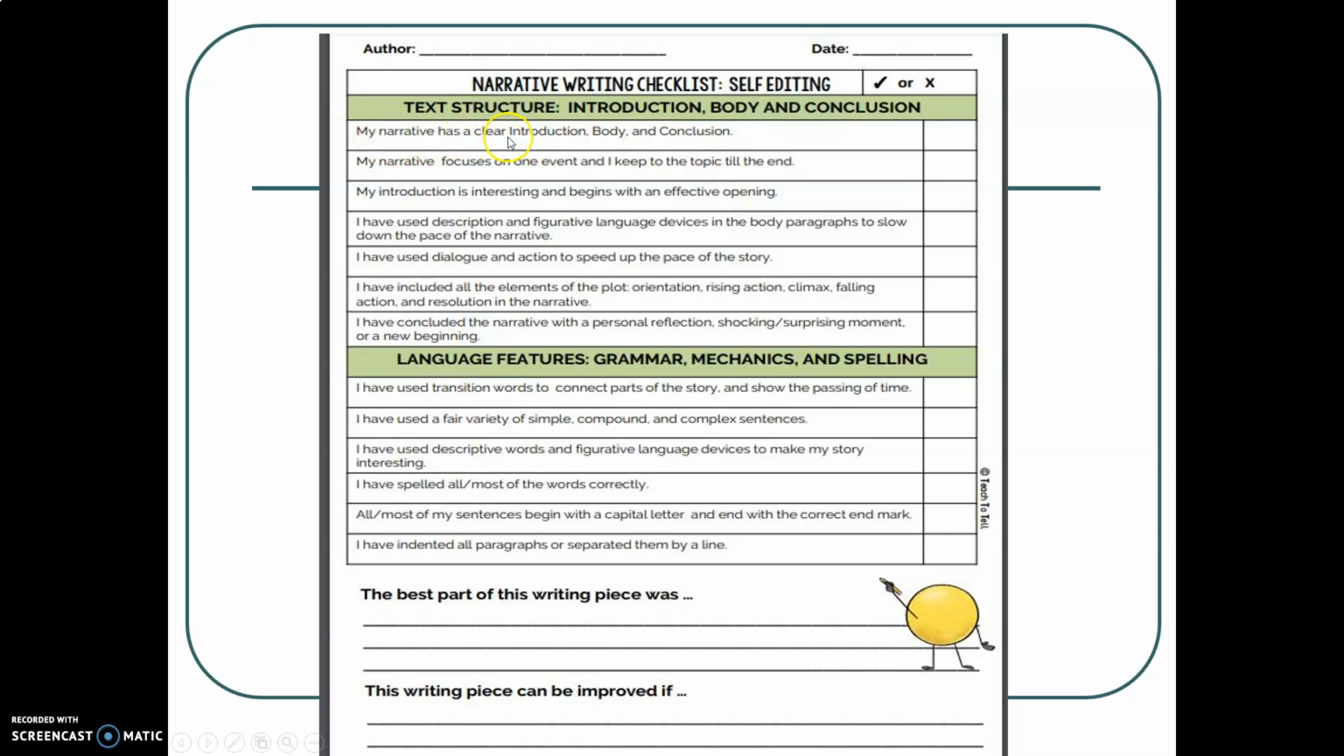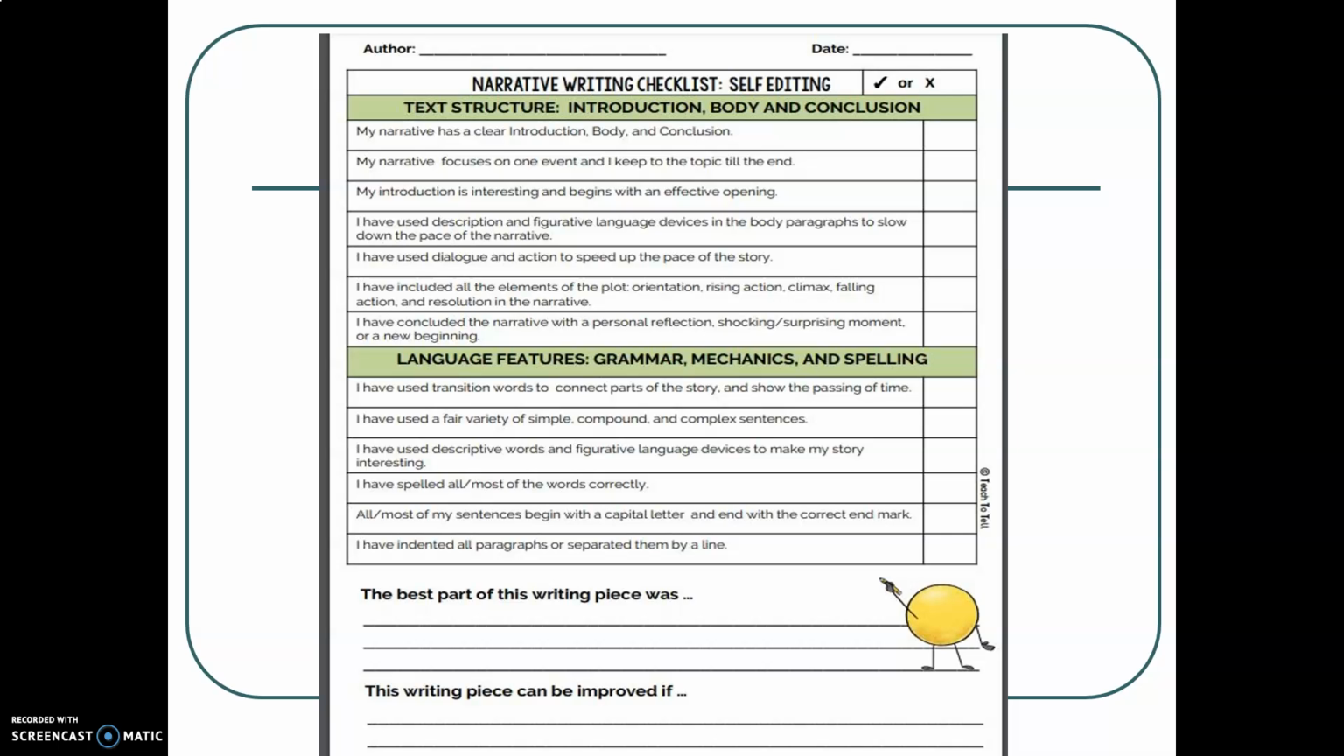My narrative has a clear introduction, body, and conclusion. That would be the elements of plot that we just looked at on that chart. My narrative focuses on one event and I keep to the topic to the end. Sometimes when we write, we get distracted and we start writing about one thing and then we get onto something else. We need to make sure that it's focused, and if there's something that is off topic, that we remove it from the story.